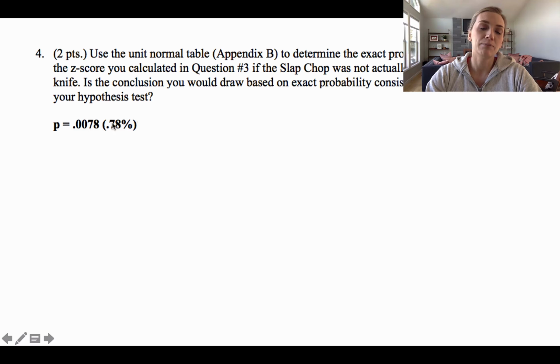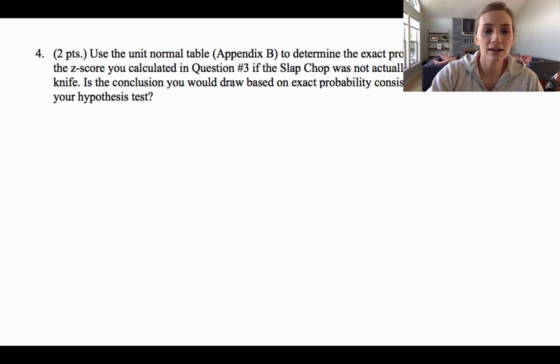Right, or 0.78%, no, not even 1%, right? It's 78% of 1%. So that is the exact probability of getting a z-score of 2.42. And then I ask, is the conclusion we drew based on the exact probability, the conclusion meaning to reject the null hypothesis or retain the null hypothesis, is the conclusion we draw based on this exact probability the same conclusion we drew based on our hypothesis test of it being greater than or less than 0.05 based on whether it crossed that threshold or not?